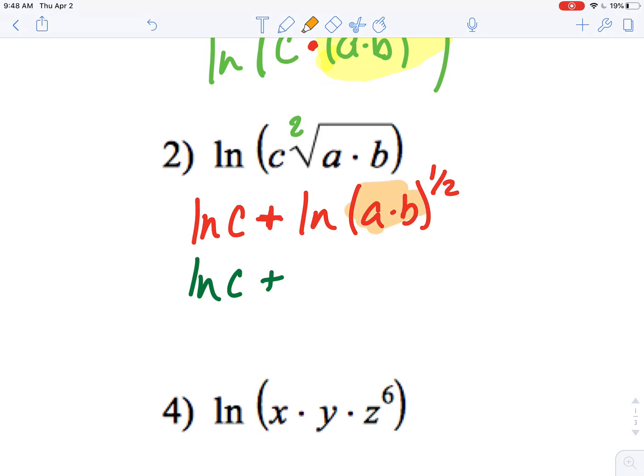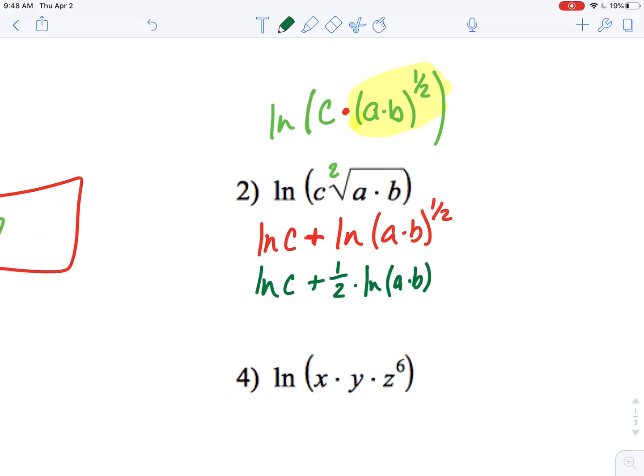So I'm just going to bring down the natural log of c plus, and let's see, what can I do here? Following my order of operations, I can't really simplify this in the parentheses because I don't know what a or b are, but I can do exponents. So again, we bring down the exponent.